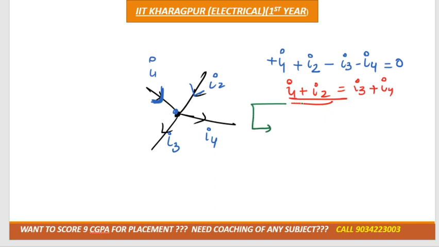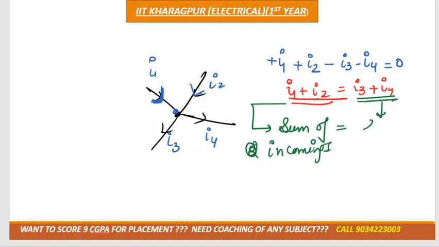So from this we get the incoming current. These are the two incoming currents, so that would be the sum of incoming current, which would be equal to these two outgoing currents. We can say the sum of outgoing current, right? So we can denote it as: sum of incoming current is equal to the sum of outgoing current.